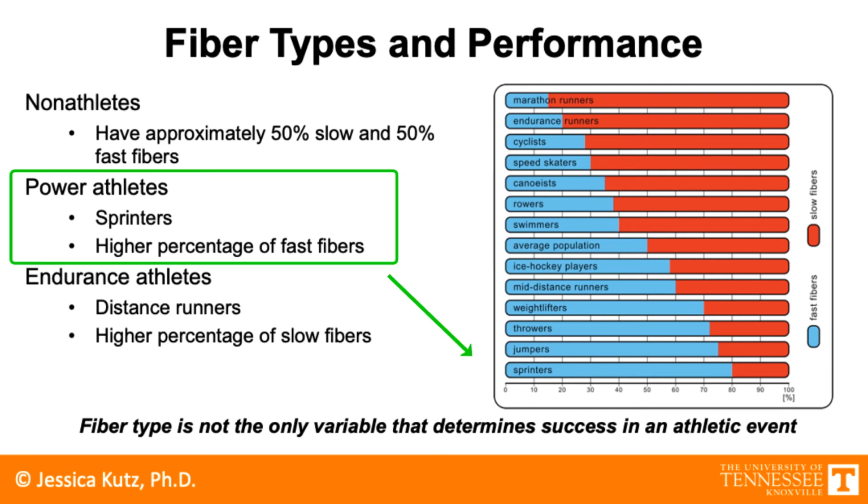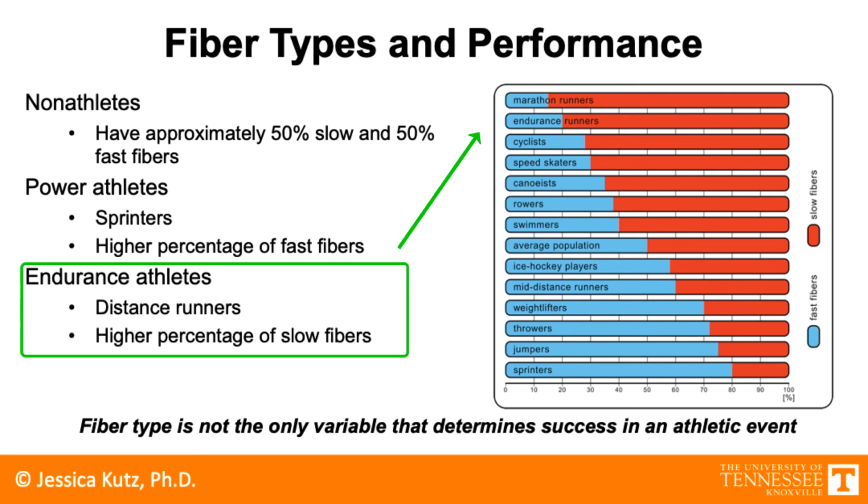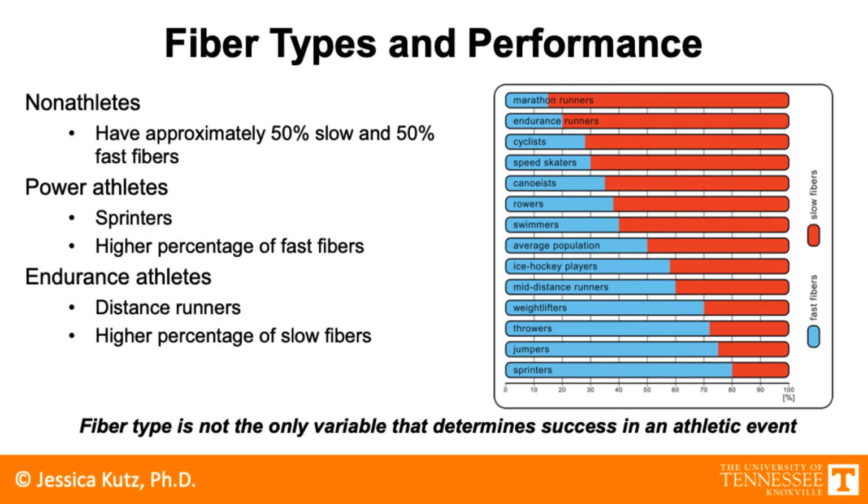So in our power athletes, things like our sprinters, they're going to have a very high percentage of fast twitch fibers. You see that on the bottom of this diagram where it represents about 80% of their fibers are fast fibers and about 20% are slow. In our endurance athletes, we see the opposite. So something like a distance runner, a marathon runner, we see about 85% of their fibers are slow fibers and about 15% are the fast fibers. So it's not only fiber type that determines success in an athletic event, but it certainly helps if you have the machinery to do the work that you're trying to do to be successful. I think for myself, I probably fall somewhere between speed skater and canoeist.